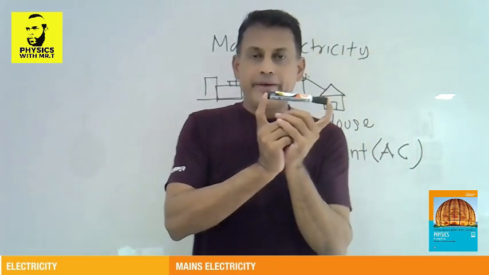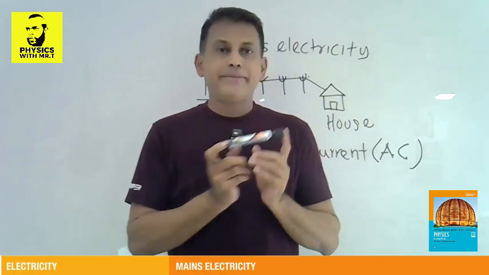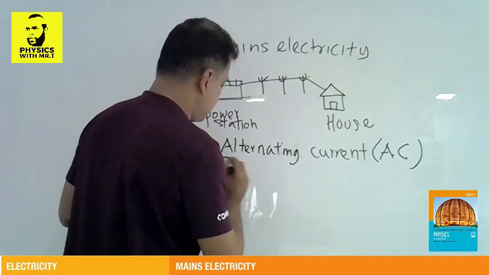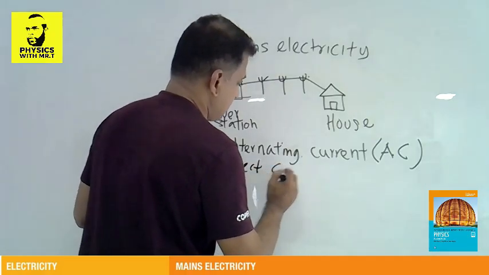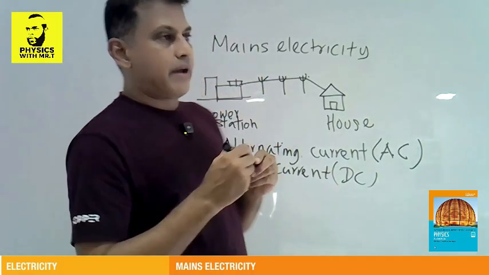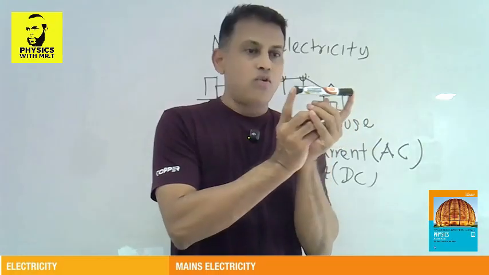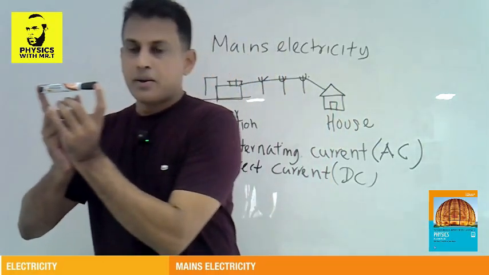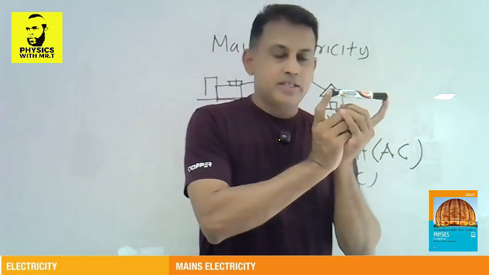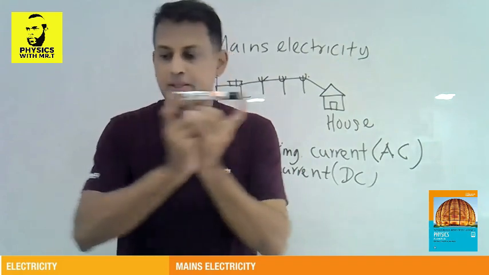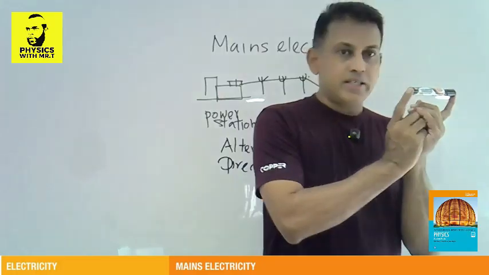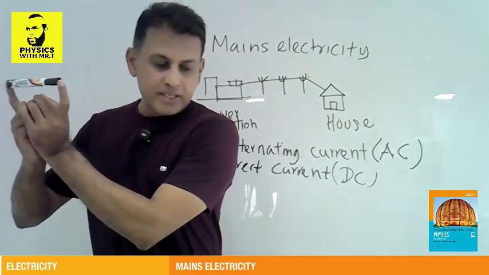That's called alternating current. And the other one is called direct current, also called DC current. In DC current, the flow of electrons is always in one direction. Right? So I hope you understand now. Alternating current changes the direction each time like this, while the direct current just moves like this, always in one direction.